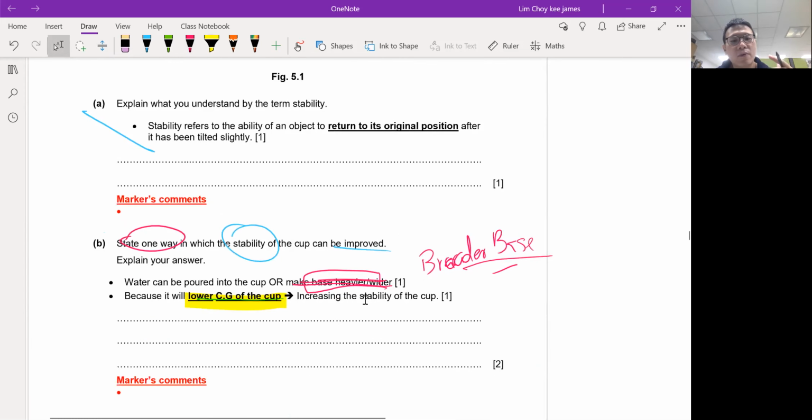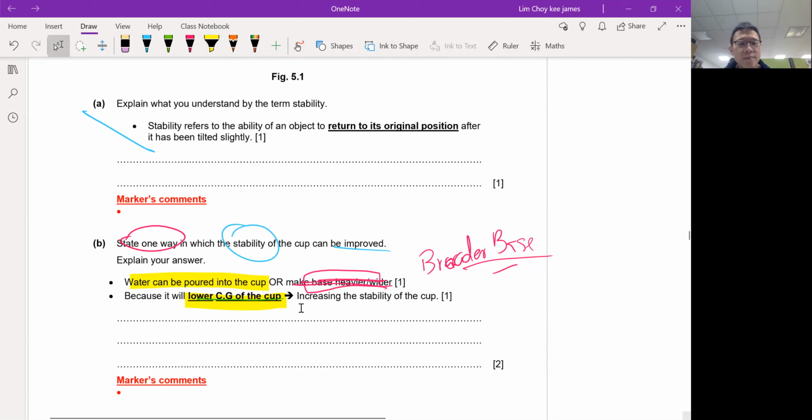So you find that some of us who use the words base wider, even if you tell me upside down and all these things, the marker will not agree and will not give you the marks, because you compromise the usage of a cup. One of the good answers that we have is students pouring water into the cup. Because now the base is heavier, the CG will be lowered and the stability of the cup will be increased. And I can still use the cup as a cup.